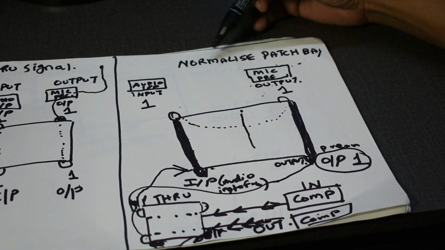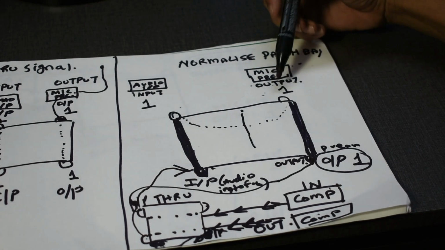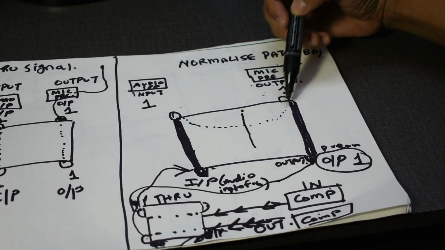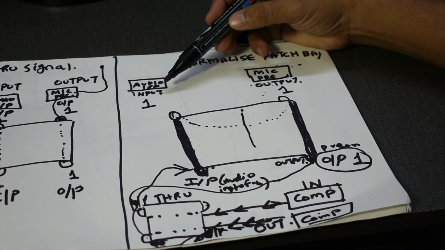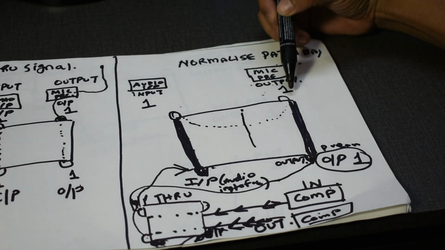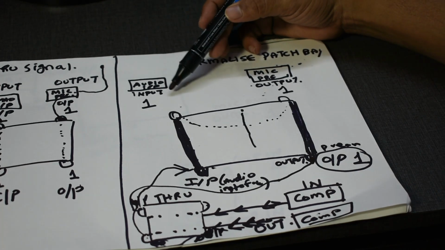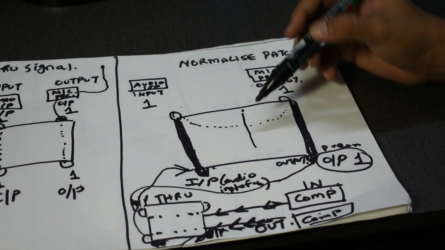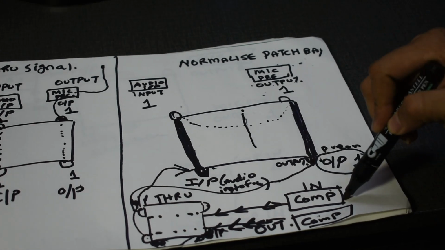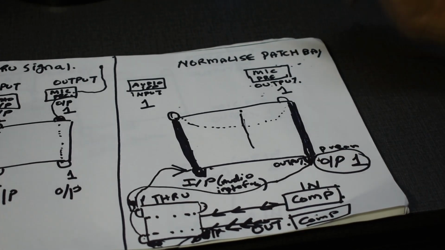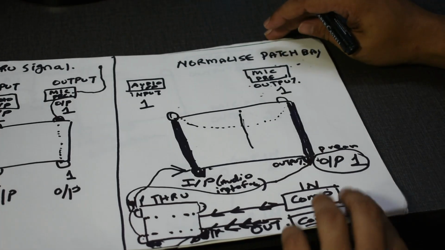So again I am telling you, normalized patch bay is like mic pre output is directly connected to the input 1 of audio interface. Mic pre output 1 is directly connected to the audio interface input, but in case you want to break this signal and route this signal to the compressor in, you can always do it in normalized patch bay. Let's go to half normalized patch bay.